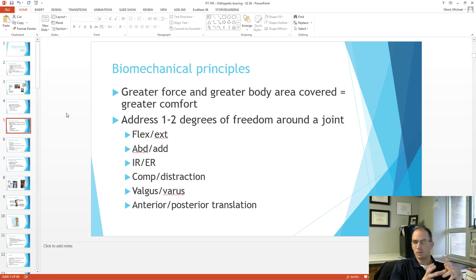We can either address 1 or 2 degrees of freedom around a joint. Okay, so we can't limit everything in all directions. And so we need to choose based on what that particular patient's condition is, what their goal is, which ones that I really want to focus on. So we can really only maximally address 2 degrees of freedom with this.